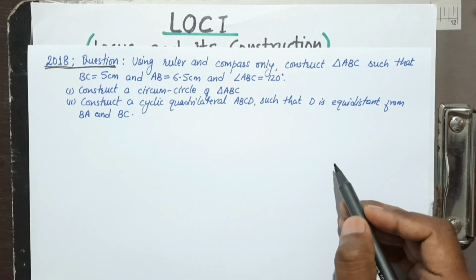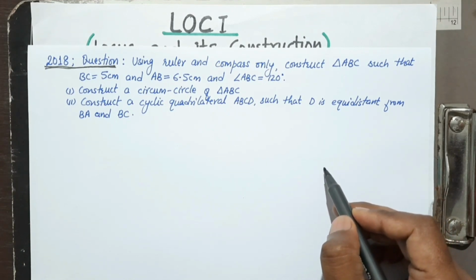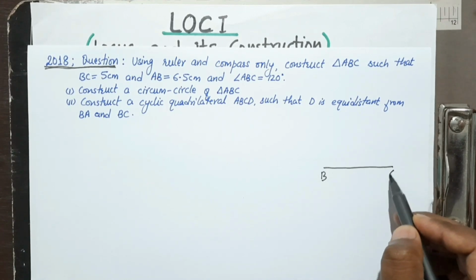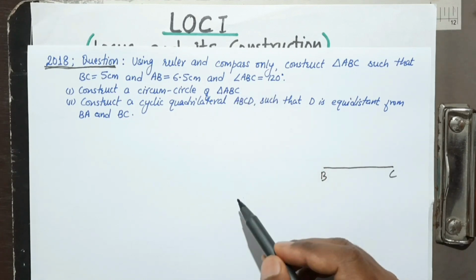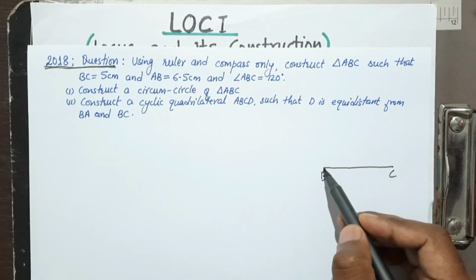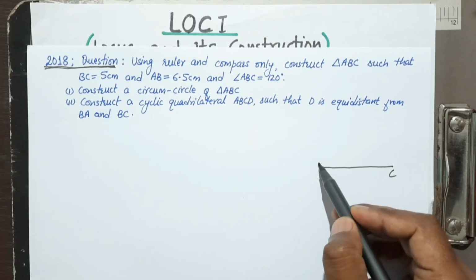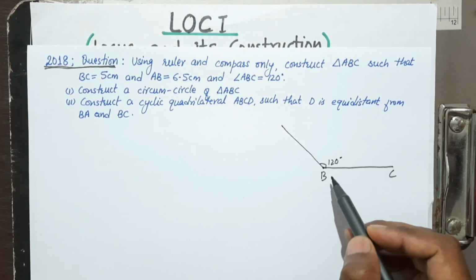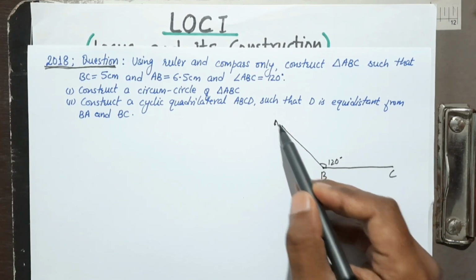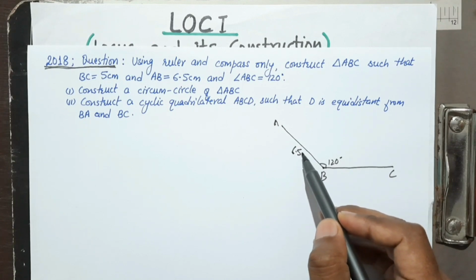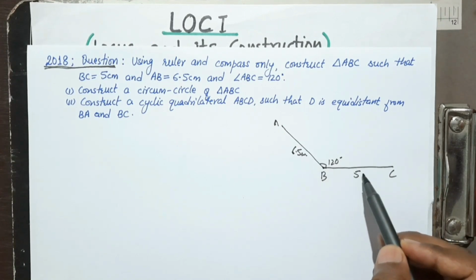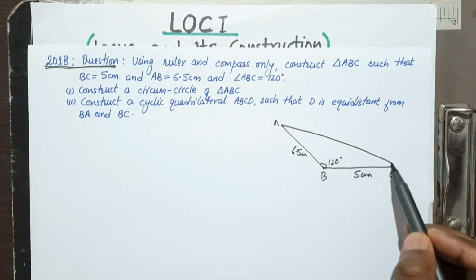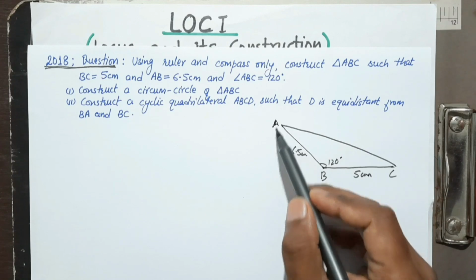So let us draw a rough sketch first. This is our triangle, with BC as a base. Here angle ABC is given as 120 degree, which is an obtuse angle. So our angle is like this. This is the 120 degree angle. Now this is our A, which is 6.5 centimeter, and this is 5 centimeter. Then let us join AC. So this is our triangle.